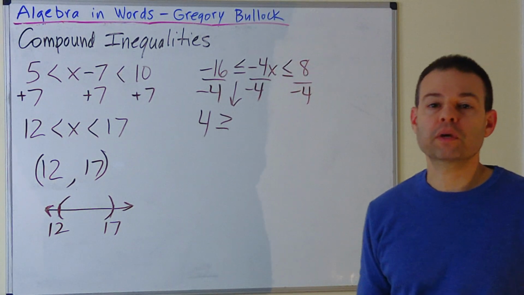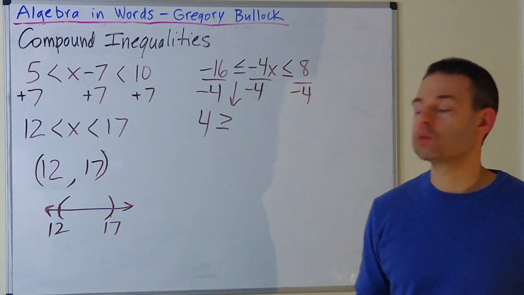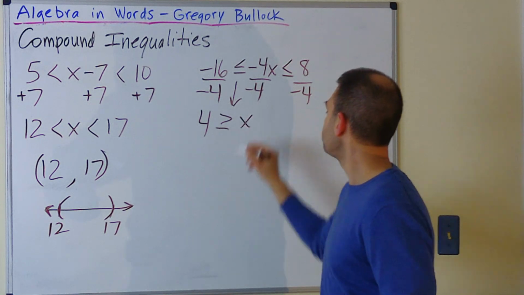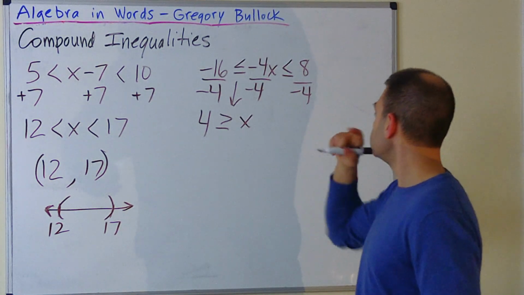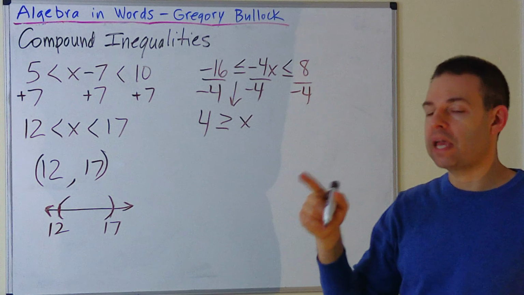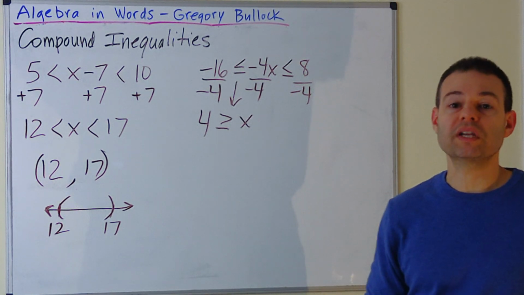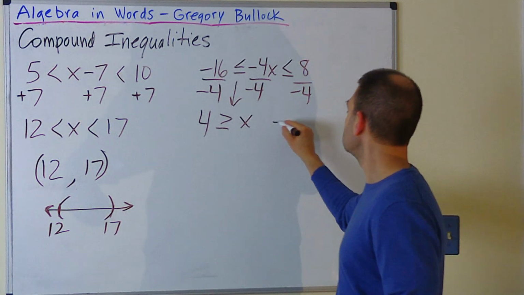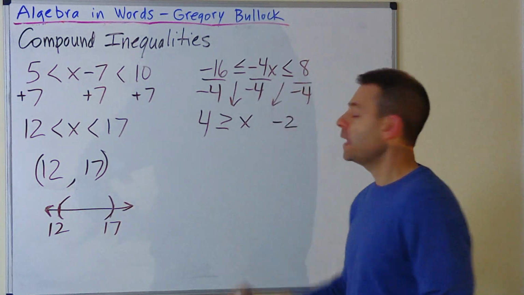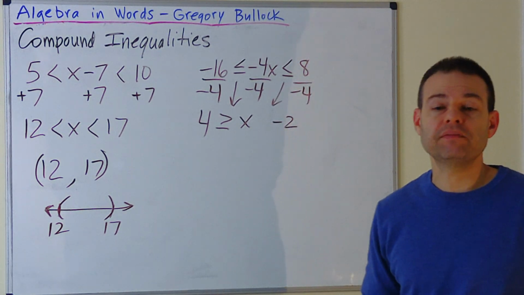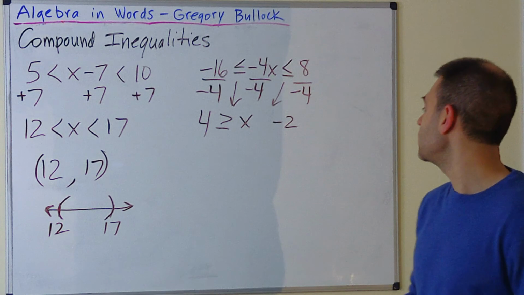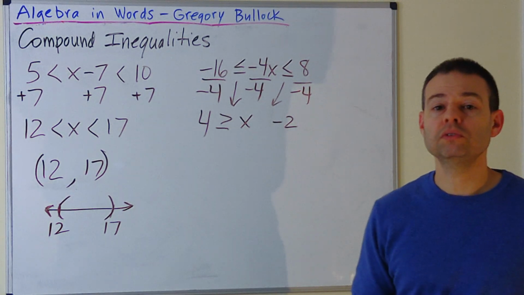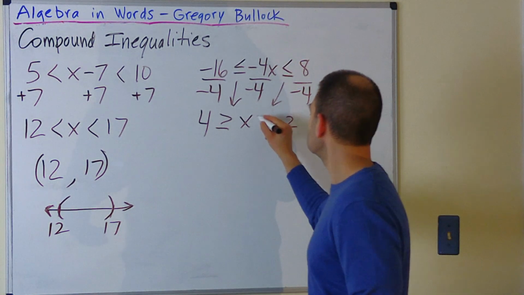Negative 4 over negative 4 cancels to 1, leaving x, which is what we want. And then we have 8 divided by negative 4, which is going to equal negative 2. And again, because we divided by a negative number, we have to reverse the inequality symbol from less than or equal to, to greater than or equal to.